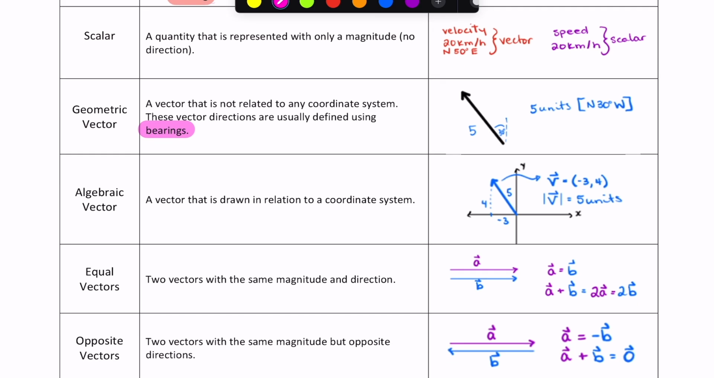The next thing we'll look at is equal vectors. Equal vectors are two vectors with the same magnitude and direction. So here we see that vector A is equal to vector B.